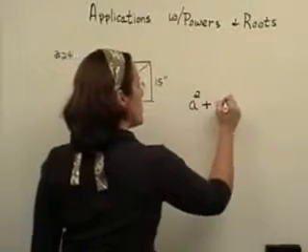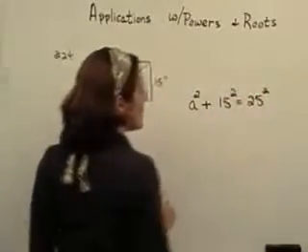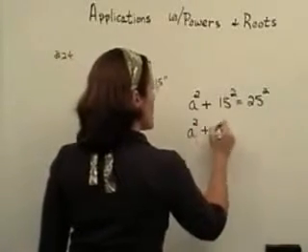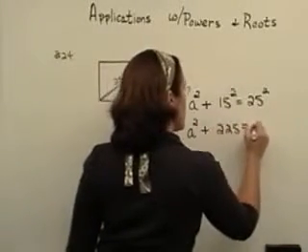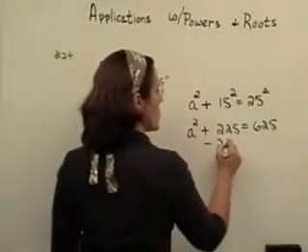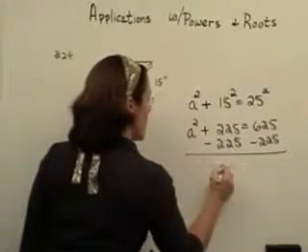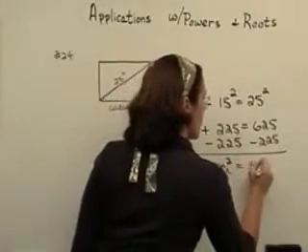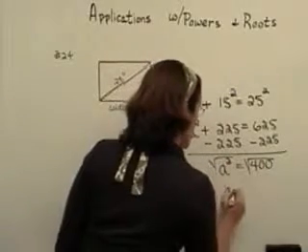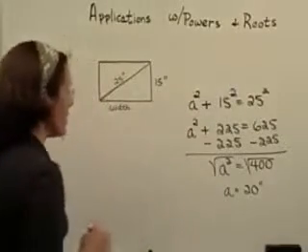And I'm going to put 15 in for B and 25 in for C into the Pythagorean theorem, and I'll have A squared plus 225 equals 625. When I square those values, subtract the 225 from both sides, and we'll have A squared on the left and 400 on the right. We'll take the square root of both sides, and we find out that that leg, that other side, is 20 inches. The width of the TV is 20 inches.